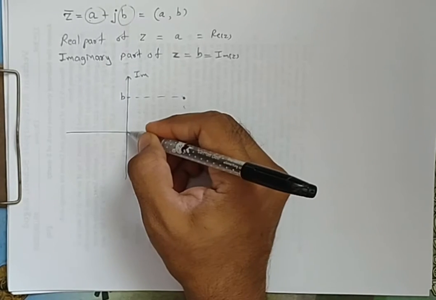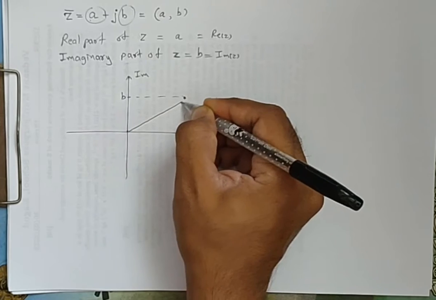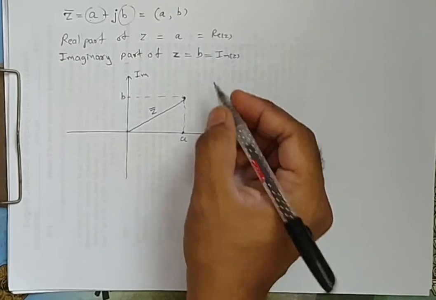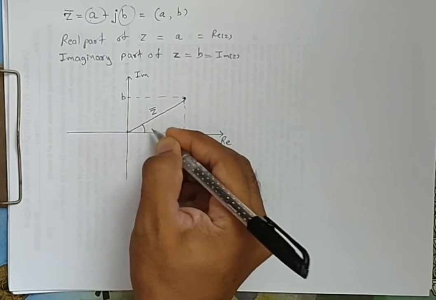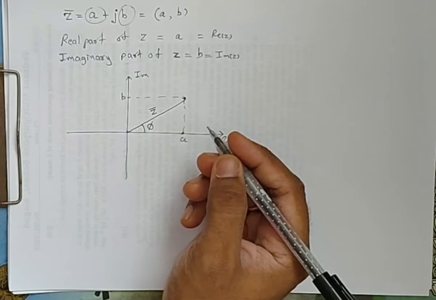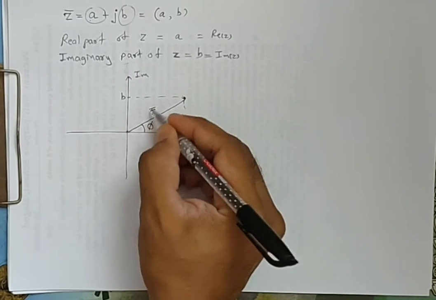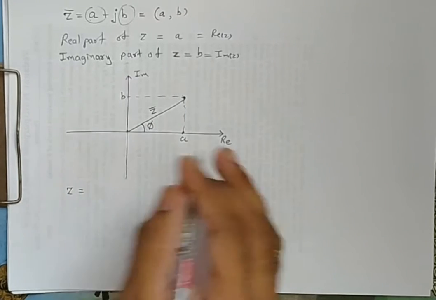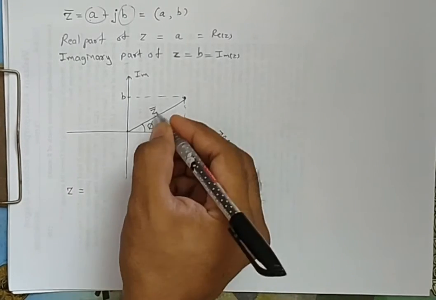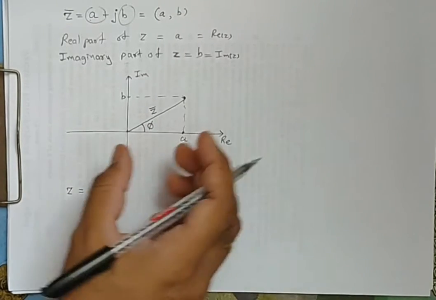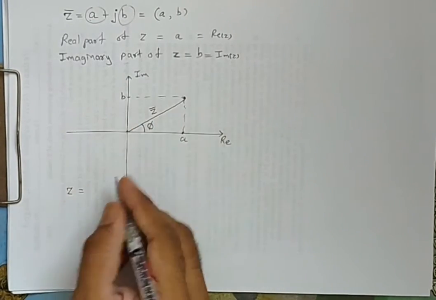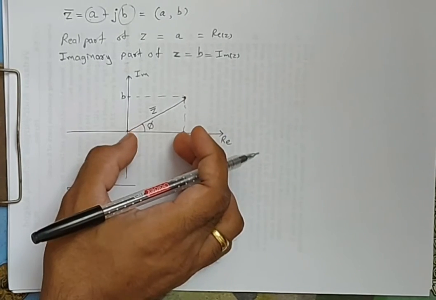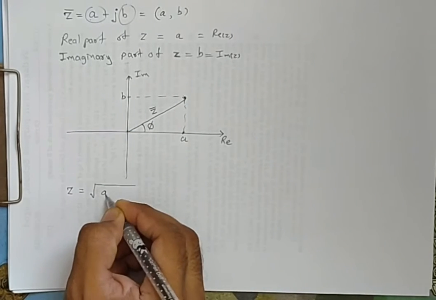From the origin to this number, this indicates our z, the complex number, and this represents the angle with the positive x-axis. Now how to find the length of this z? In our chapter, that is called the impedance of the given circuit. This is the hypotenuse, so the hypotenuse is equal to the square root of the sum of squares of the other two sides. This one is a and this one is b, so z is equal to the square root of a squared plus b squared.